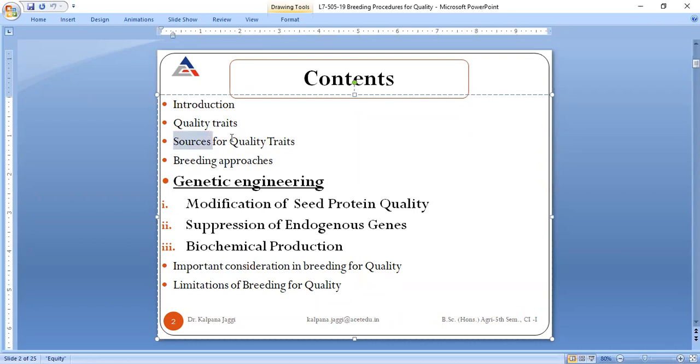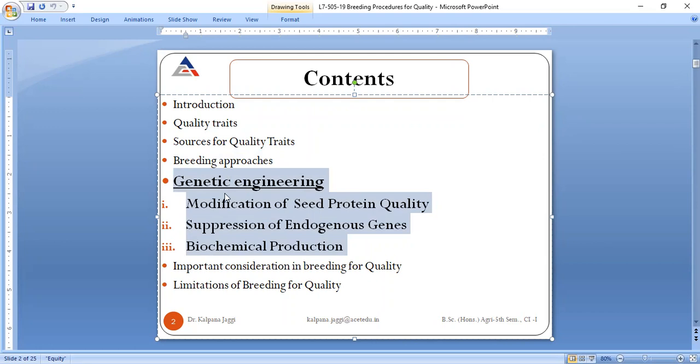Sources also we have covered. Some of the breeding approaches we have covered. That was all about hybridization, interspecific hybridization, right? Three, four methods we have already discussed. Then we discussed the important considerations, important notes to be kept in mind while going for breeding for quality. And at the end, we discussed the limitations, but I could not go into detail for this part. So today I will be discussing with you all genetic engineering, how quality can be improved as a result of genetic engineering.